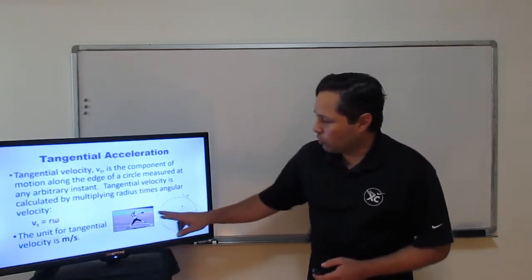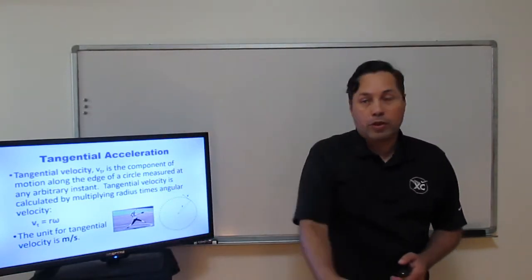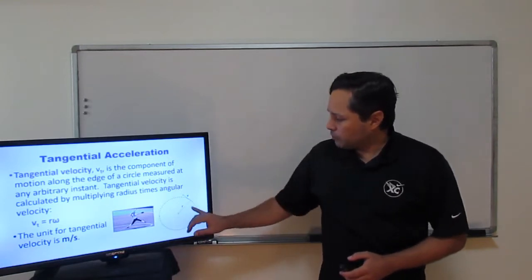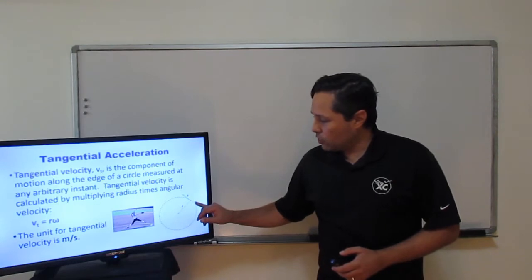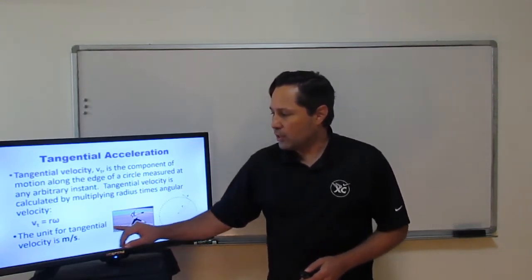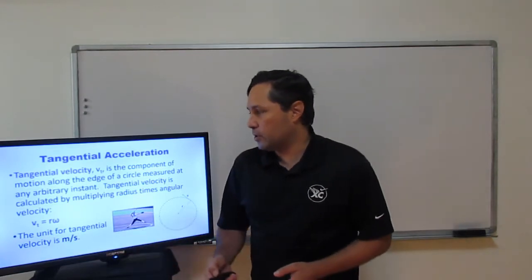Now, if you have a circular motion, for example, we have a pitcher here who's using a circular motion in her arm to throw that pitch. The tangential velocity is when she lets go of it, when it goes at the tangent of the circle. So at the instant she lets it go, that will give us a tangential velocity measured in meters per second.